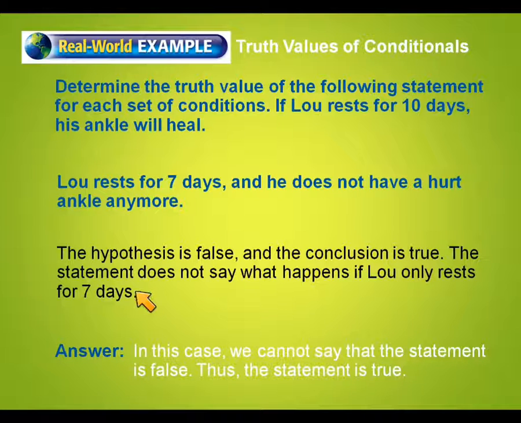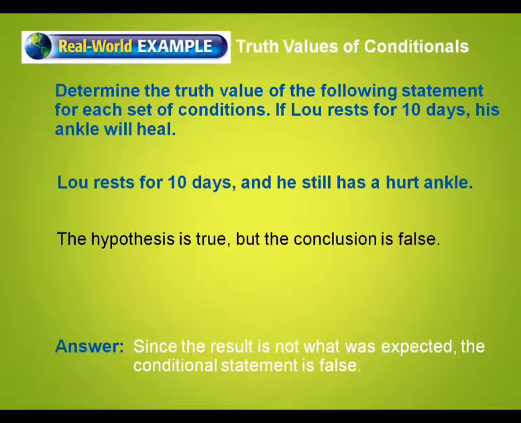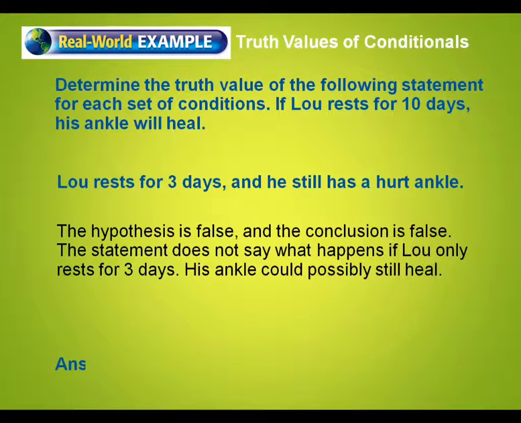The hypothesis is false. He only rested for 7 days. The conclusion is true. He doesn't have a hurt ankle. It doesn't say what will happen if he rests for 7 days. So since we cannot say the statement is false, then we say it is true. That's a good way to put it: it's true unless proven otherwise, like this example. He did the if, he did the condition, the conclusion that he's still hurt.